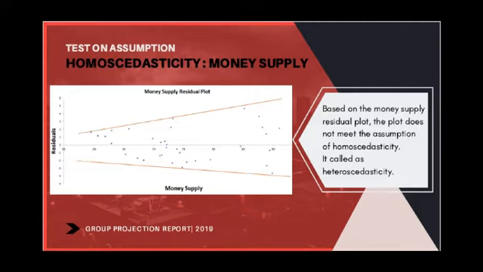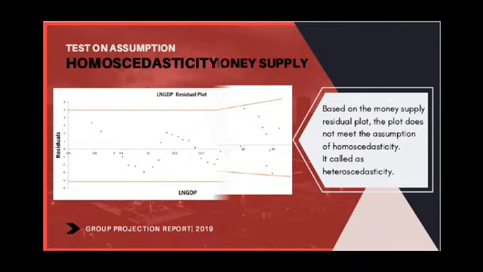For the money supply residual plot, the plot does not meet the assumption of homoscedasticity. Based on the diagram, we can see that the scatter plot creates a cone-like shape. As the scatter of the dependent variable widens, the value of the independent variable increases. This is called heteroscedasticity. It refers to the circumstance in which the variability of a variable is unequal across the range of values of a second variable that predicts it.